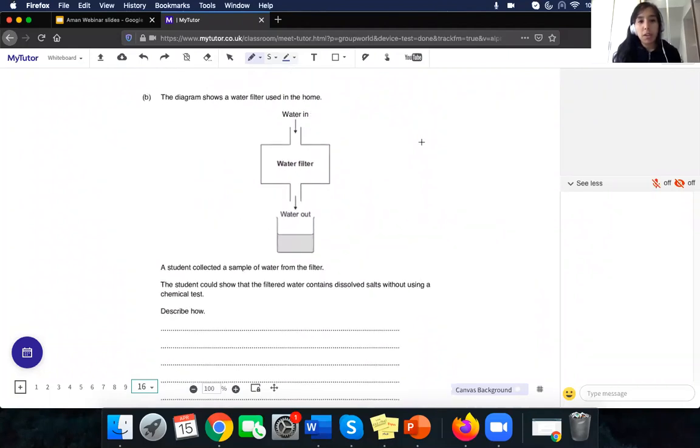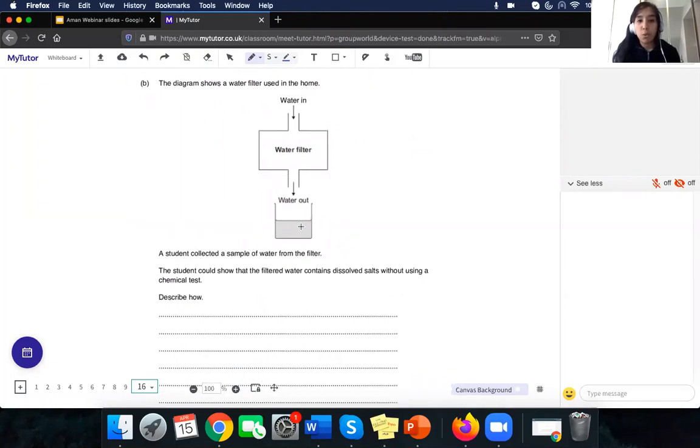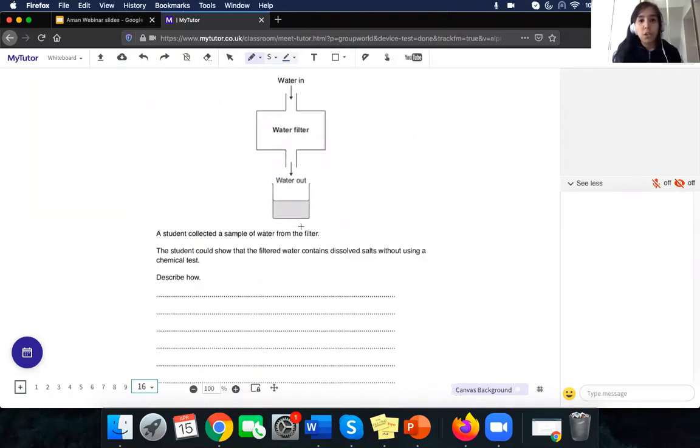The diagram shows a water filter used in the home. A student collected a sample of water from the filter. The student could show that the filtered water contained dissolved salts without using a chemical test. So how do we show something contains dissolved salts? What's the method that we use there? Okay, someone's saying filtration. It's not filtration. How do we show something has dissolved salts in it?